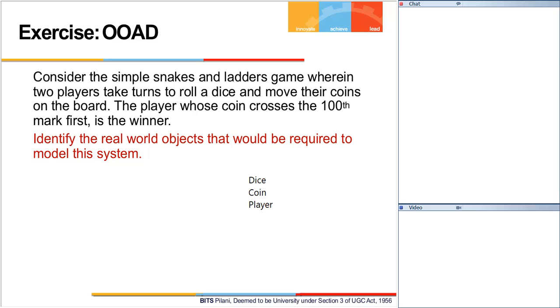Everybody is adding, right? So in this case, I hope dice is fine with everybody, right? So it's like the previous one. We have a dice which the players are rolling, and of course the player is one domain concept we'll definitely have in this, and of course we have the coin, right? So all these three are fine, right? Now coming to the next three. We'll talk about snakes and ladders later. Do we need a boat?